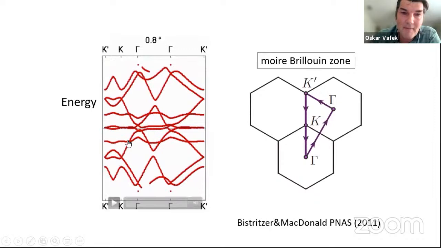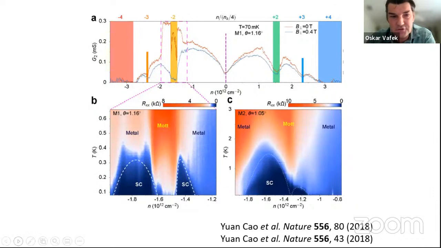All right, I guess there's no need to introduce this. Pablo has already discussed many of these amazing phenomena that are seen within these narrow bands as we add carriers, starting from empty narrow bands, that's this -4, and then continuously filling it up to 8 electrons per unit cell, with the amazing correlated phases that appear at integer fillings, and then superconductivity near the integer fillings at near -2 and +2. So the motivation is to try to understand what's going on due to these correlations.